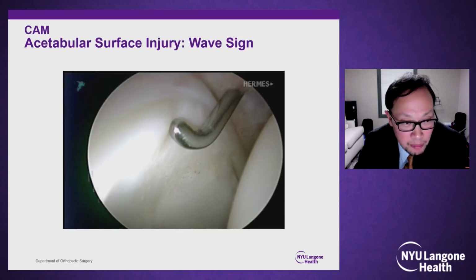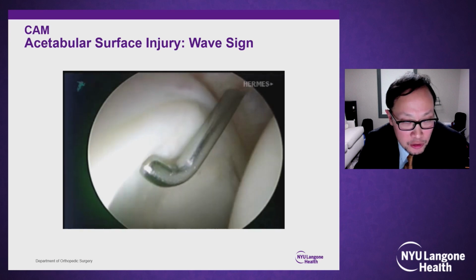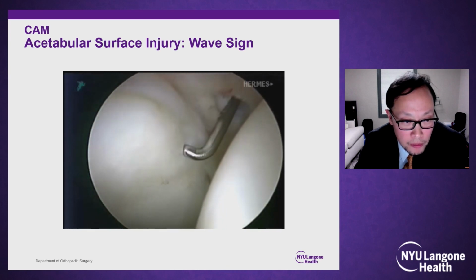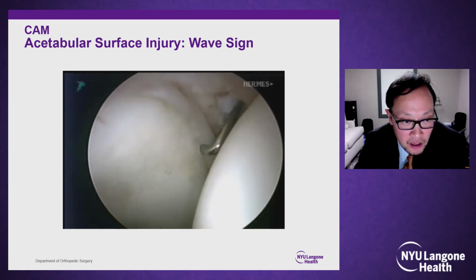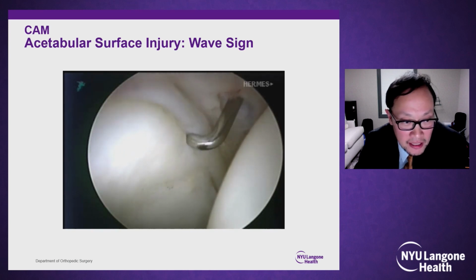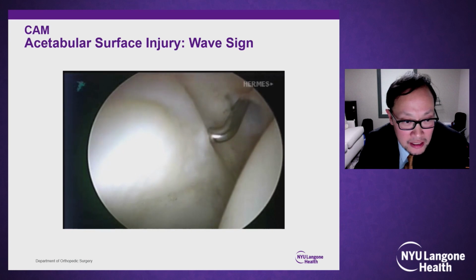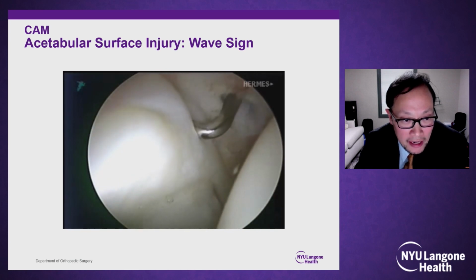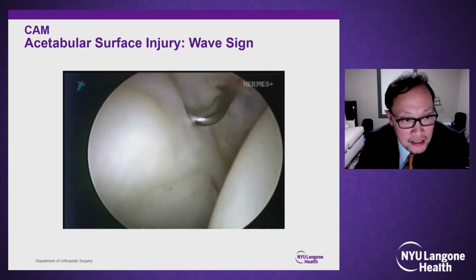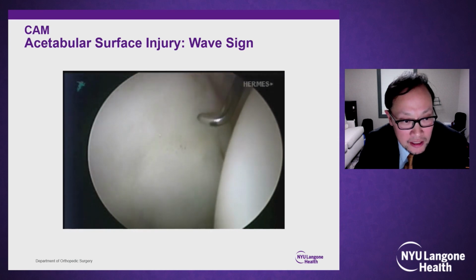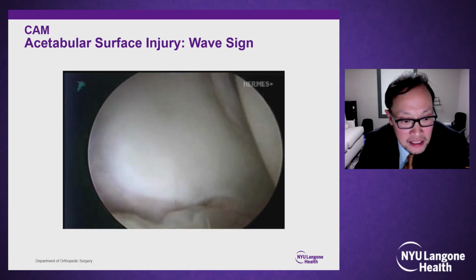So this is a probe looking at a normal chondrolabral junction. Here, you don't see a discrete labral tear, but as we probe it, you can see lifting off of the cartilage. And this is a pathologic finding. And this is why sometimes MRIs will not detect a labral tear, because actually there is no actual frank tear or separation of the labrum. What it is, the labrum, where it attaches to the articular cartilage, has come off as a sleeve.